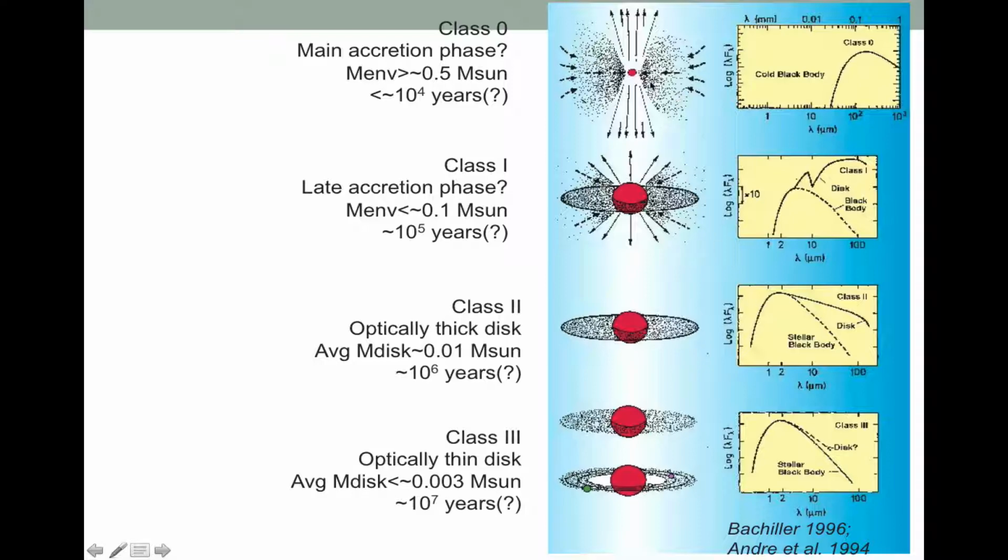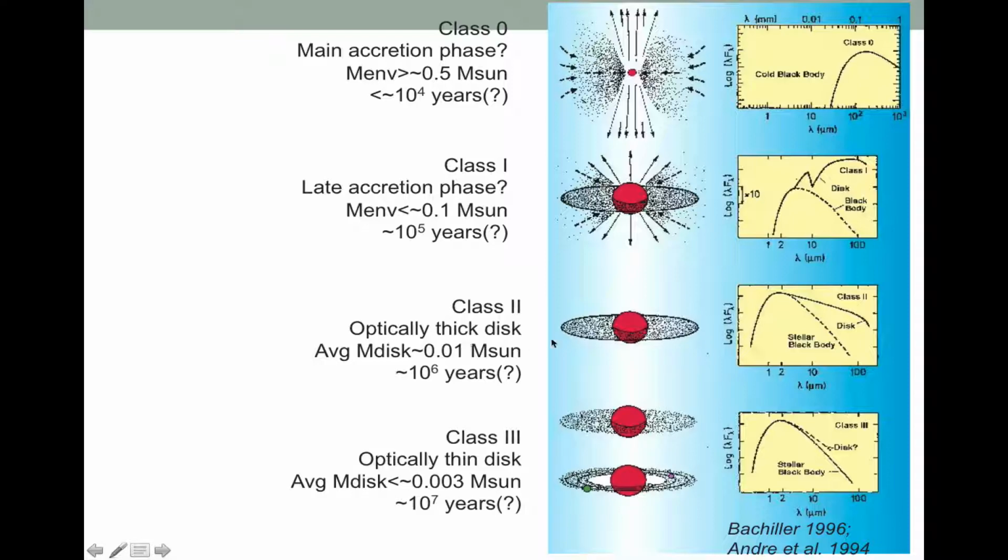Astronomers call these earliest phases class 0. It's probably when most of the matter is accreted onto the central source. The envelope is still pretty substantial, and this lifetime is very short. The details are unknown, maybe on the order of 10 to the 4 years, so 10,000 years. Class 1, a little bit older, still accreting, but not as much. The envelope is much less massive than it was before. This lifetime is a little bit longer than class 0, maybe 10 to the 5th years.